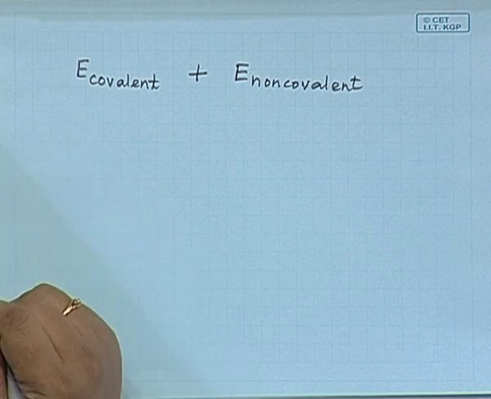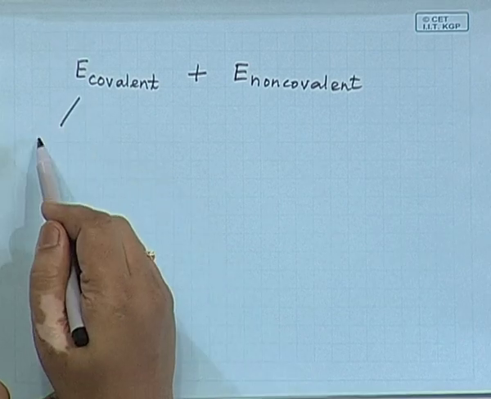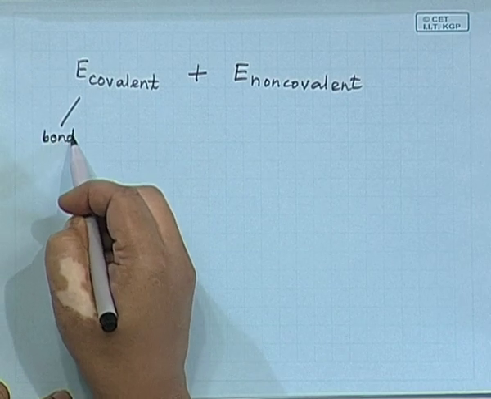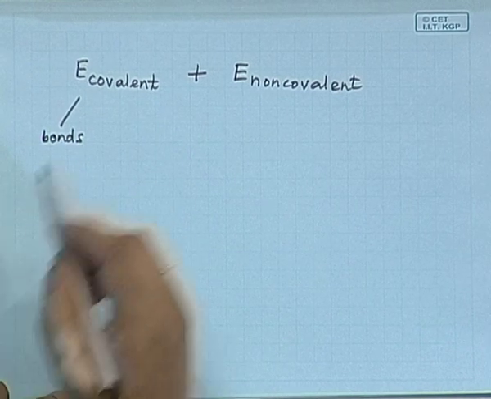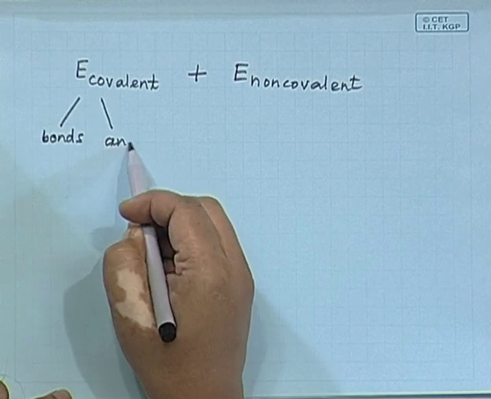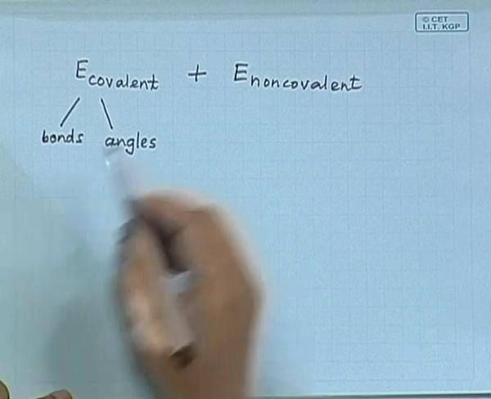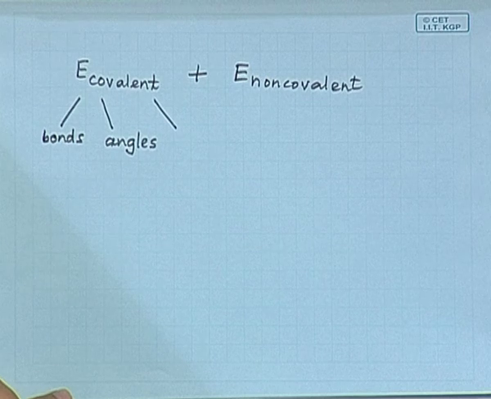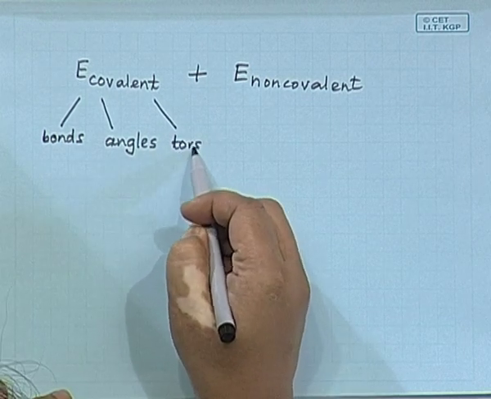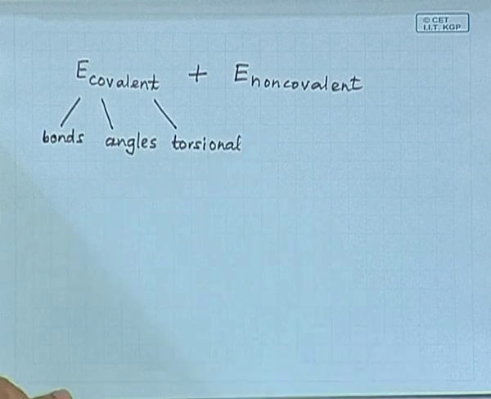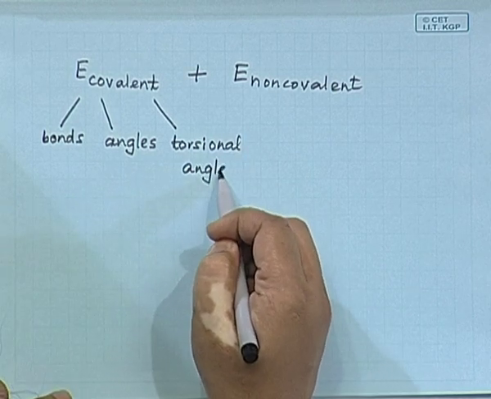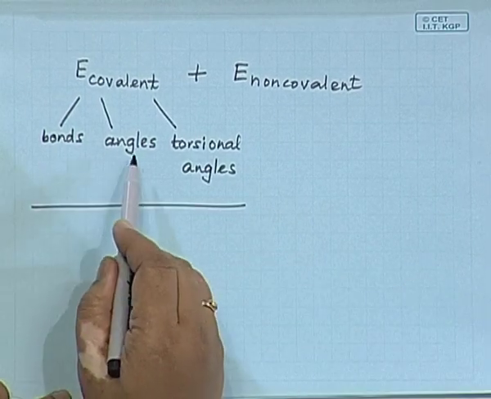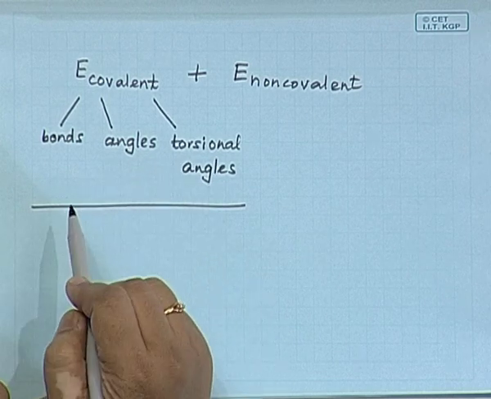Now, under the covalent ones, what do we have? We have bond formation, normal bond formation, that is going to contribute. So, we have bonds. What else do we have? There is a contribution from angles. There is a contribution from, what other do we have? Torsional angles. Okay. So, we have energy contributions from these three components under my covalent set, because these are formed from direct linkages.